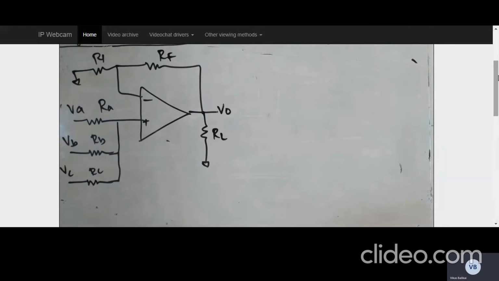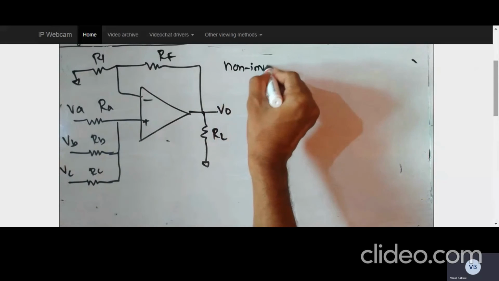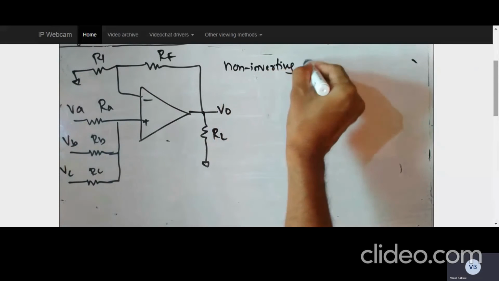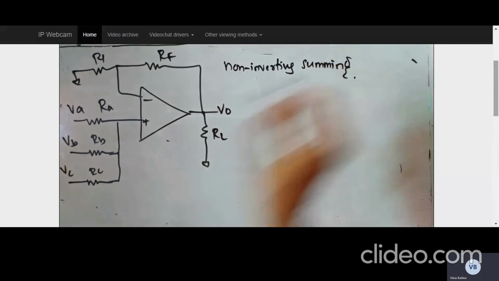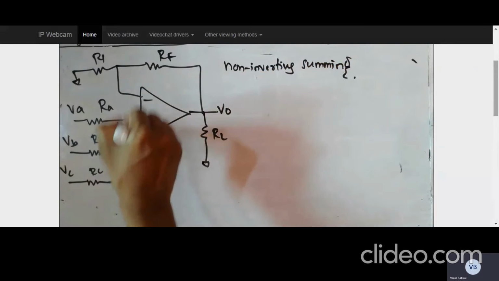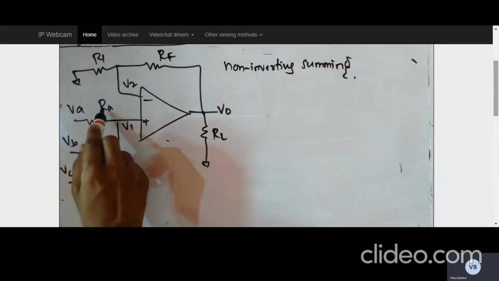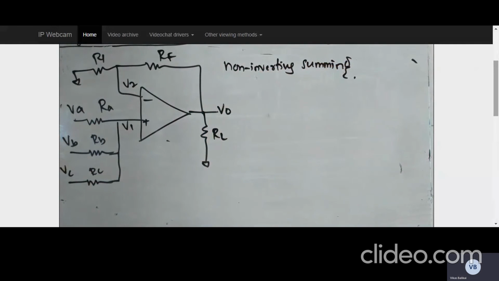basically this is my non-inverting summing amplifier. I have the input voltages VA, VB, VC connected to the node P1, and the resistances connected between the input voltages VA, VB, VC and P1 are RA, RB, RC, and the output voltage is taken across the load resistance RL. If this is the scenario, now let's try to understand how exactly the output voltage equation looks.